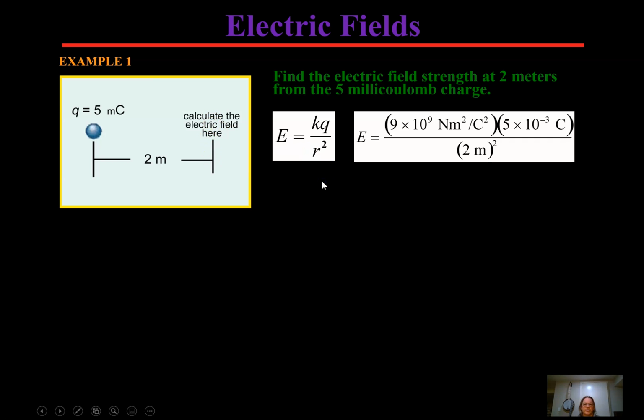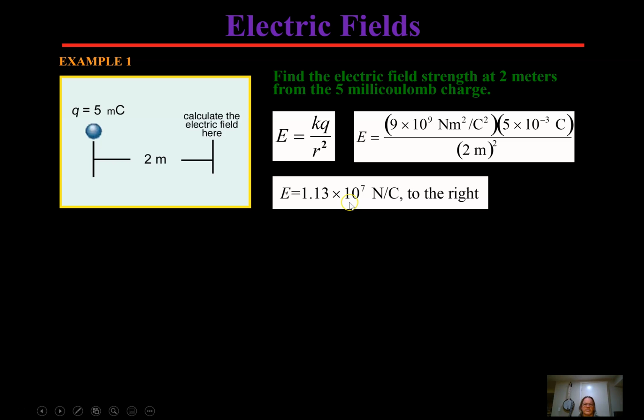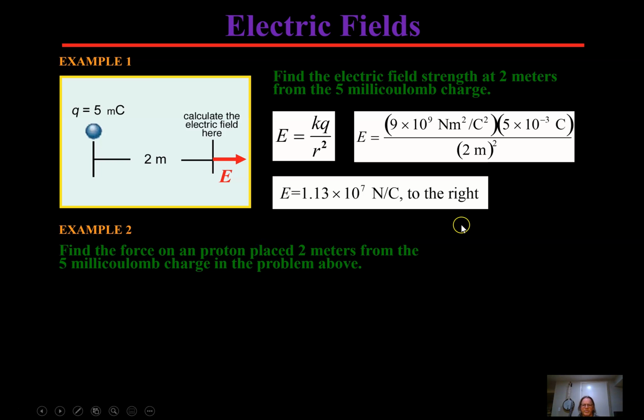Okay, so the strength of the field is, you just plug it in. It's a milli thing. That's a lot of charge, guys. A lot of charge. Per that, and it's a good size field, guys. Look at that. It's 11.3 million newtons per coulomb, which is 1.13 times 10 to the 7th to the right. Because this is positive, guys, because there's no negative on there. It's positive. That means the field's to the right.